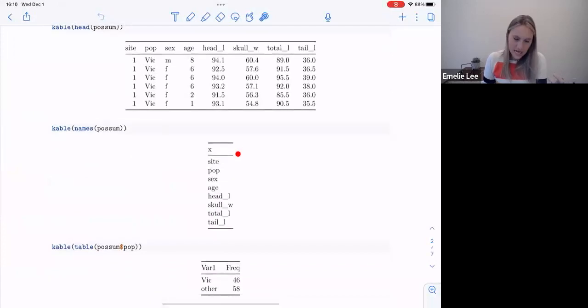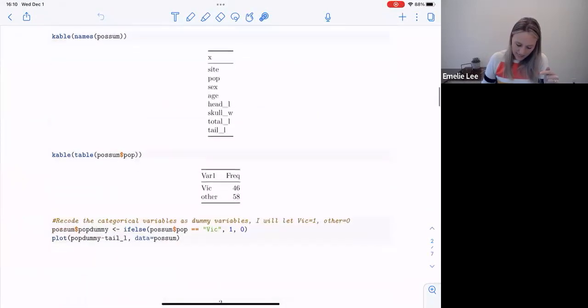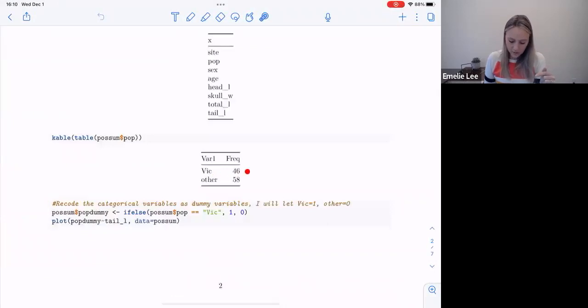I looked at the names here because these are the variable names that we're using. Then I looked at it, and there were 46 possums in the Victoria region and 58 that were actually from the other region. So these are the values that we would compare our predictions to, right? Our predicted classifications, we can compare them to what actually happened.